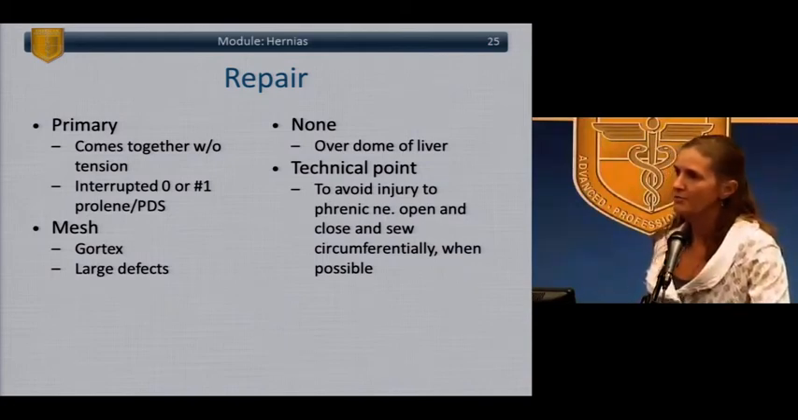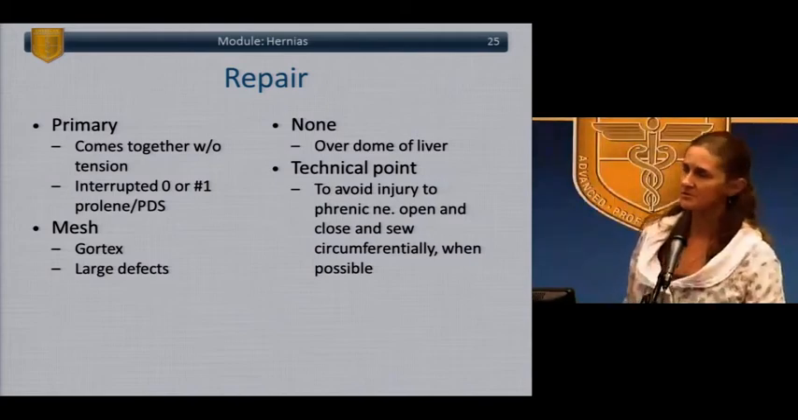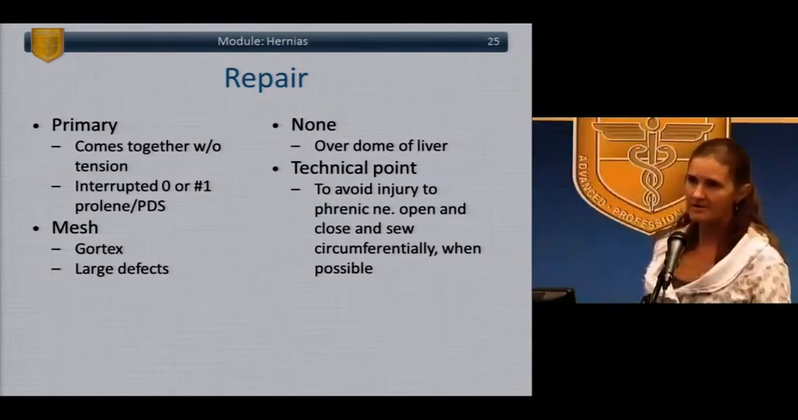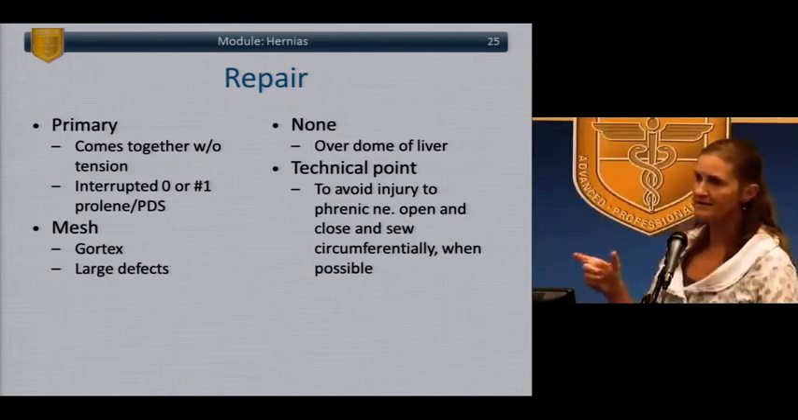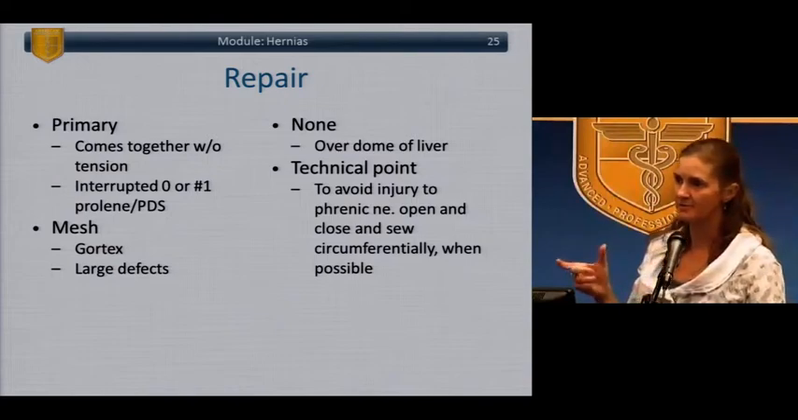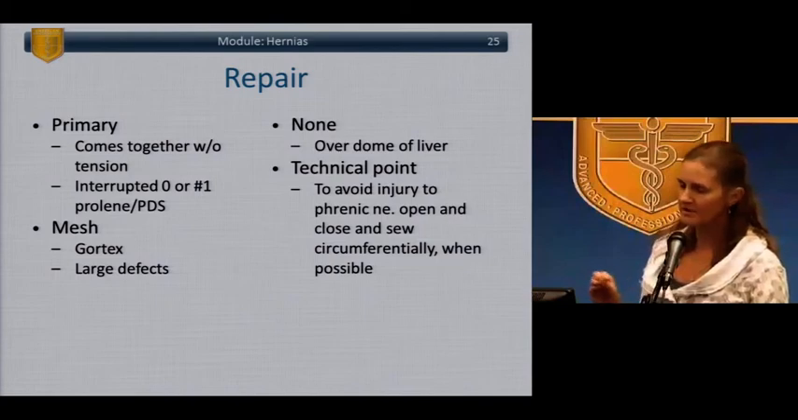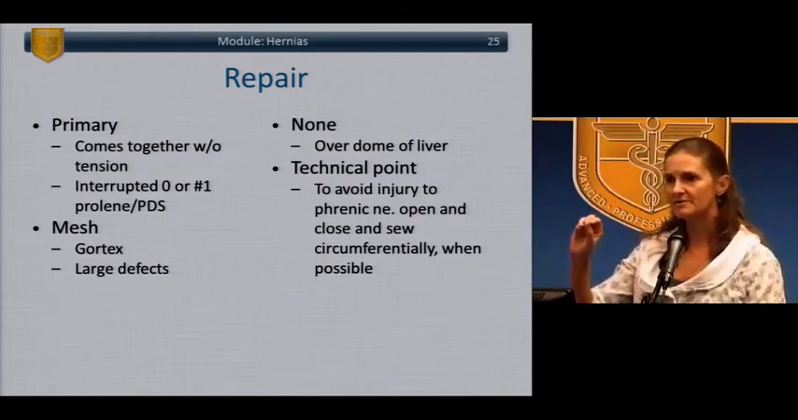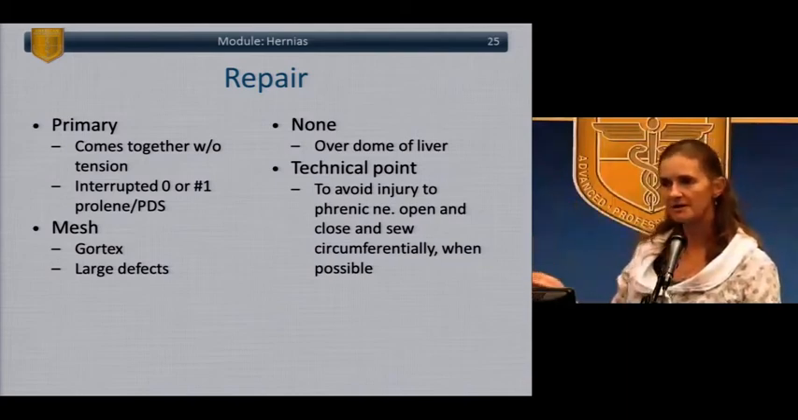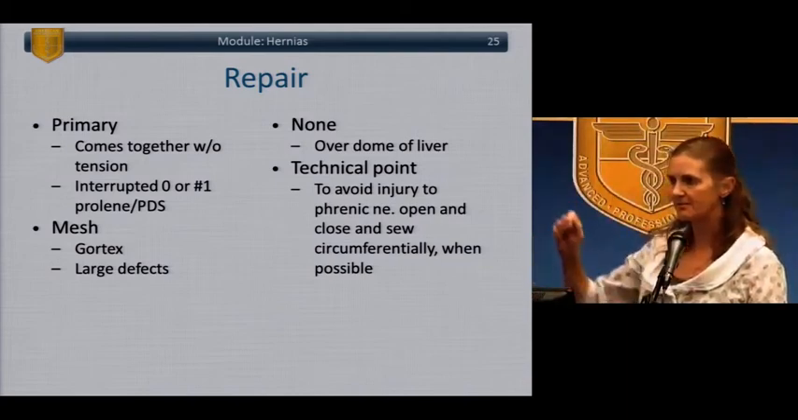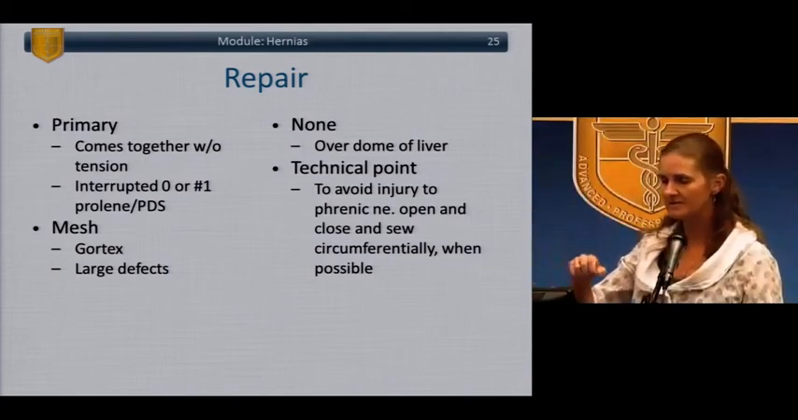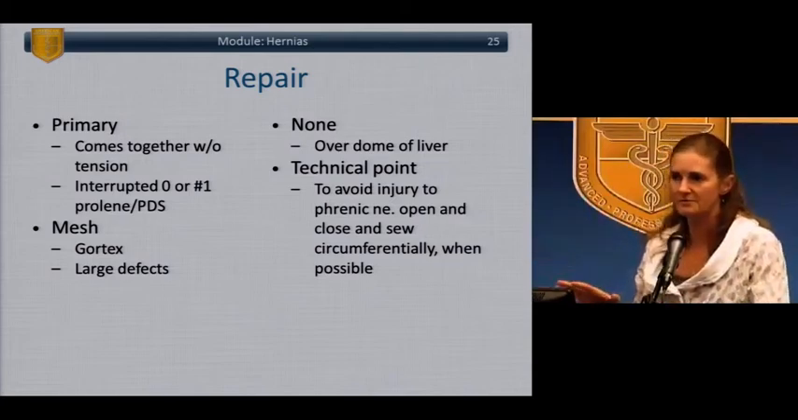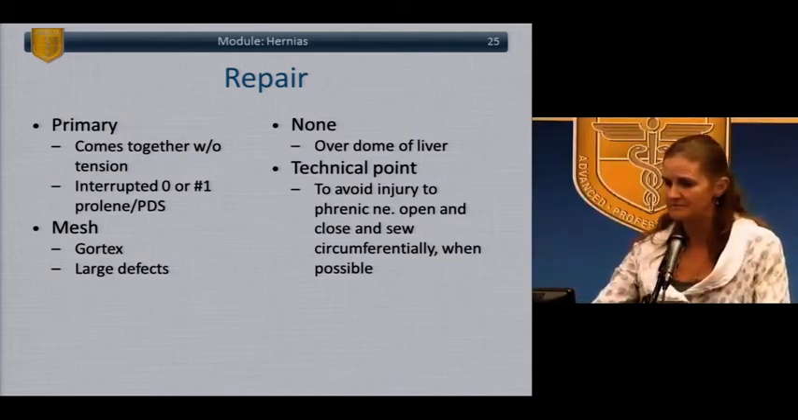Small holes over the top of the dome of the liver don't have to be repaired. They can be left open unless they're truly anterior, as in the case of one of the congenital hernias. But right over the dome of the liver, you can leave them behind. One of the technical points is we try to sew circumferentially on the diaphragm as opposed to right across the center of it, because that's where all the nerves are, and we're trying to preserve the phrenic nerve and the function.